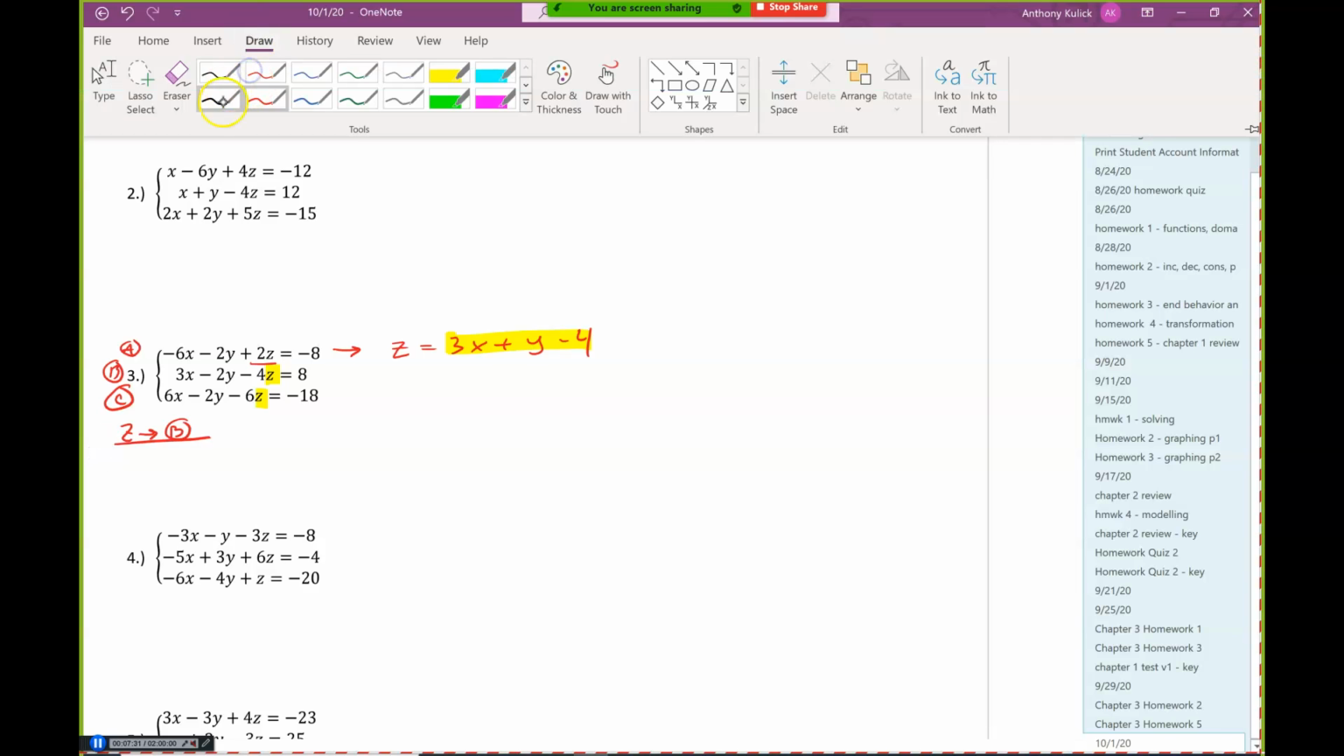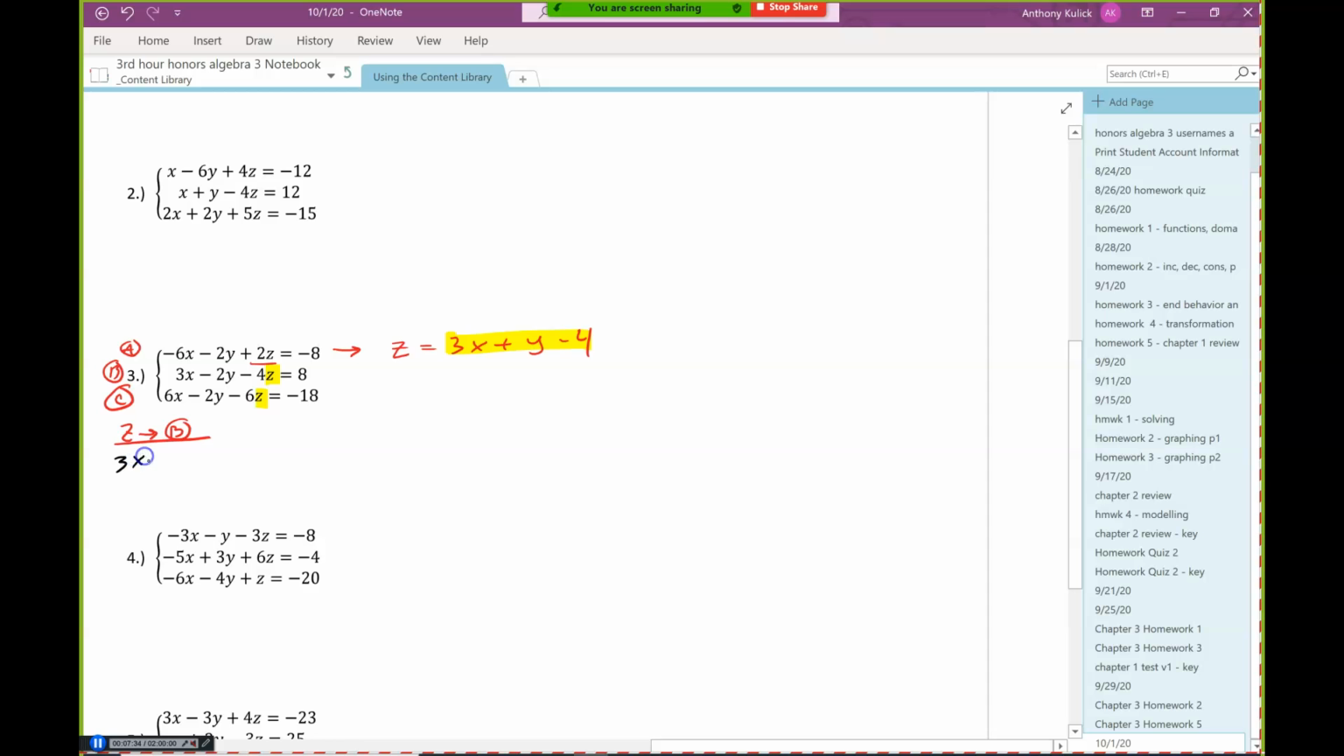let's do some color coding here. 3x minus 2y minus 4. And then in place of the z, I'm going to put 3x plus y minus 4. And then we have equals 8. And then similarly, we're going to plug z in for c. So when I do that, I have 6x minus 2y minus 6, but instead of z, I'm going to write 3x plus y minus 4.